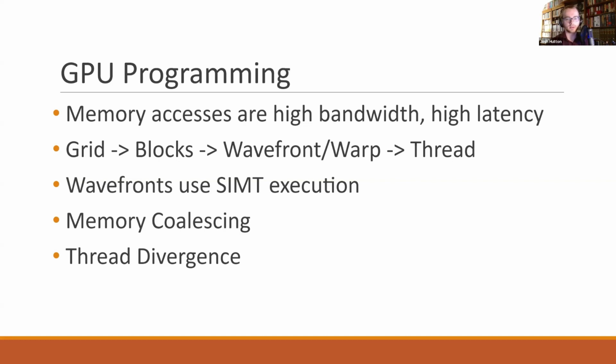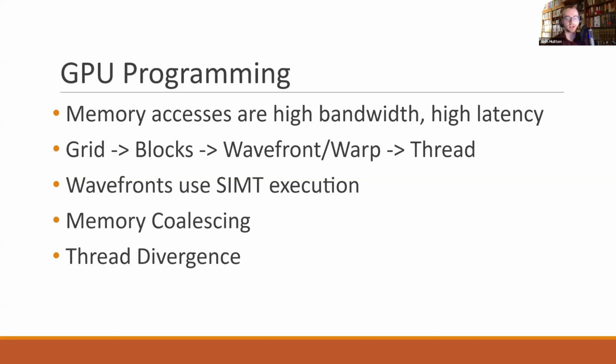On the GPU, the entire collection of threads is referred to as the grid. The grid is made up of 1 or more blocks, which will be made up of 1 or more wavefronts in AMD terminology, or warps in NVIDIA terminology. Lastly, those wavefronts will be made up of 32 or 64 threads, depending on the GPU architecture. These wavefronts are executed in lockstep using single instruction multiple thread execution.